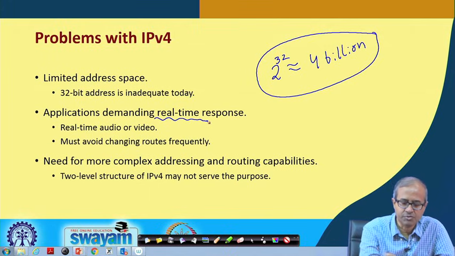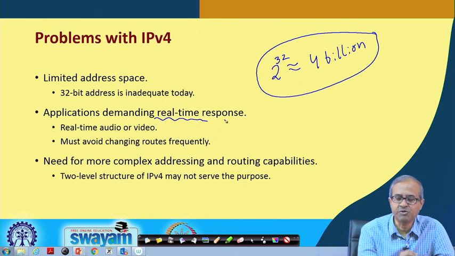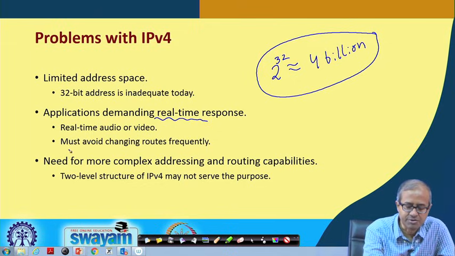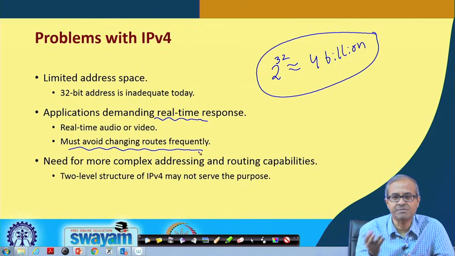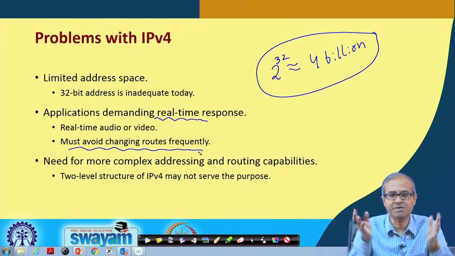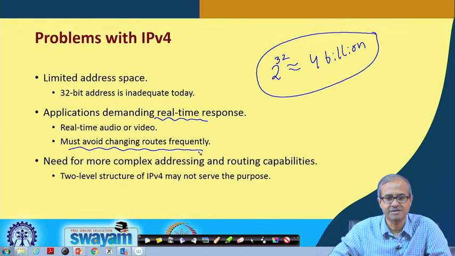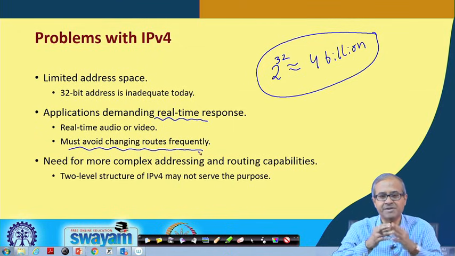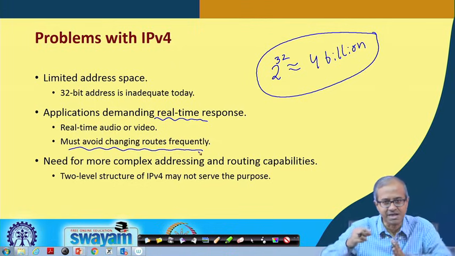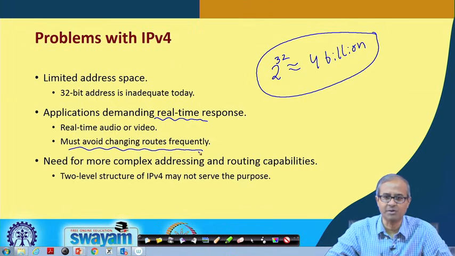So, for this kind of real time response, one requirement is that you should not change route very frequently, because we mentioned that IP uses some kind of dynamic routing and packets may follow different paths at different times. Now, if the packets that correspond to a video stream are following one path, and suddenly start following another, longer path, the delay will increase. That kind of variable delay may not be desirable for such real time applications.